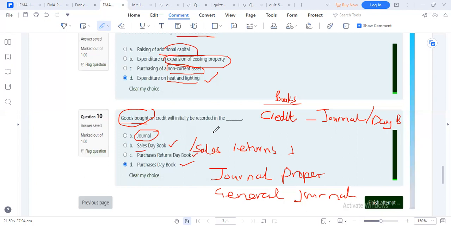Who do we call a person who owes us money? A debtor. The other term for a debtor is account receivable. A person we owe money is called a creditor. The other name we use is account payable.